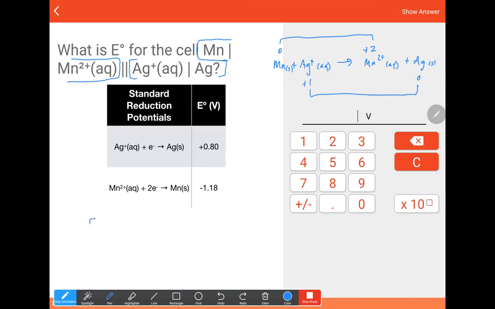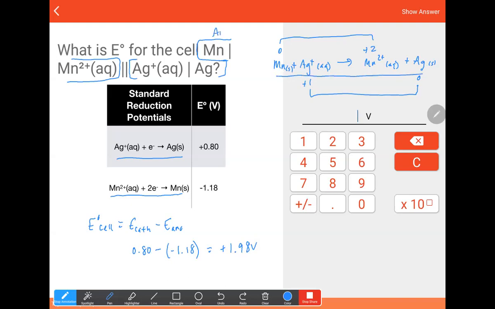Now, to find E cell, it is the E of the cathode, the standard reduction potential of the cathode, minus the anode. We just determined that manganese was the anode here, and then silver is the cathode, so we would have 0.80 minus a negative 1.18. And so that is a positive 1.98 volts. So this notation is not written like a chemical equation, but instead is saying, okay, here's anode, which is always oxidation.